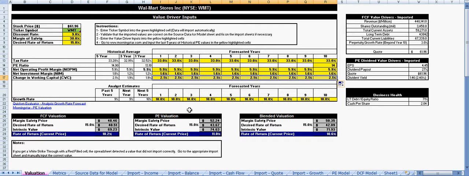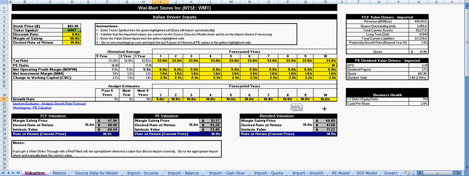Based on what we have here, if we put 10% in as the growth rate, which is what analysts are saying, it gives you an intrinsic value of around $70 a share for the free cash flow and $74 for the PE valuation, and then a blended value around 71. I typically decrement the analyst forecast by at least 1% or so, because they tend to be pretty optimistic, and historically it's only been growing about 9%.